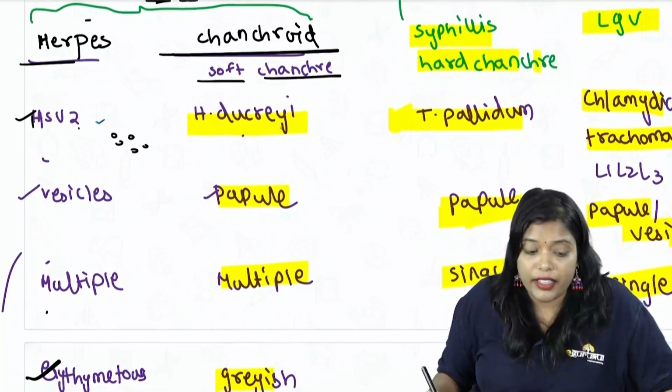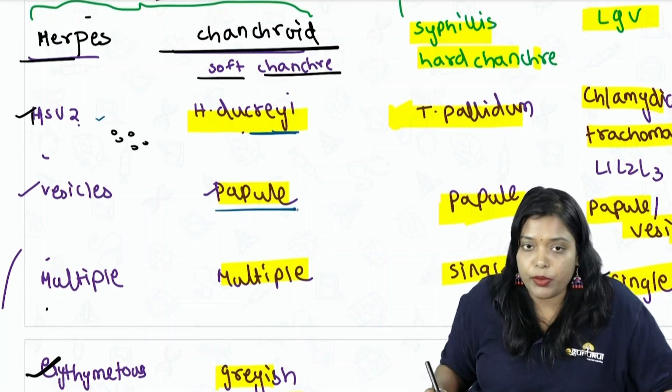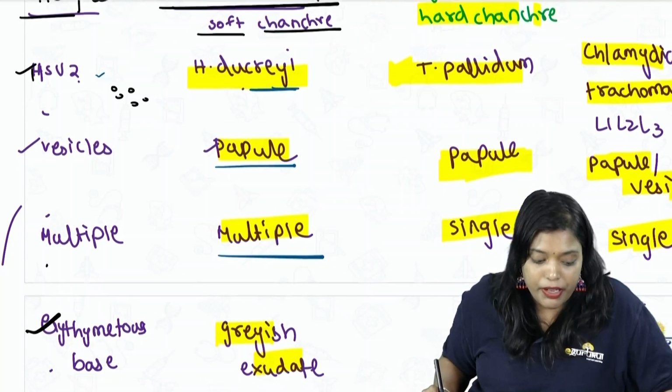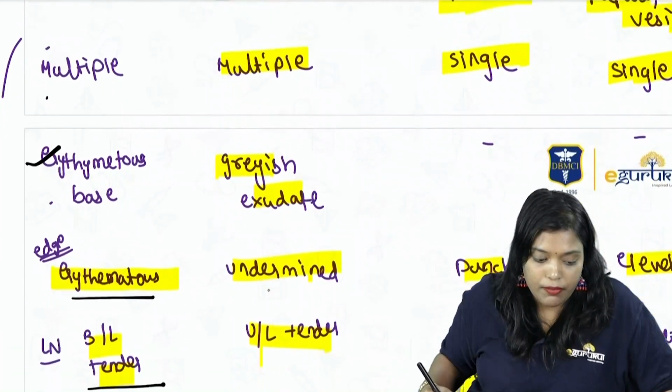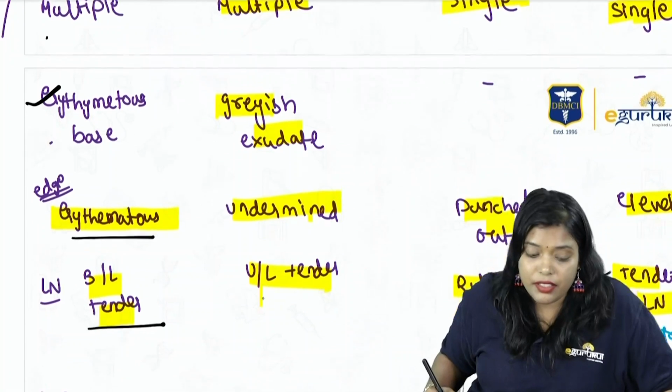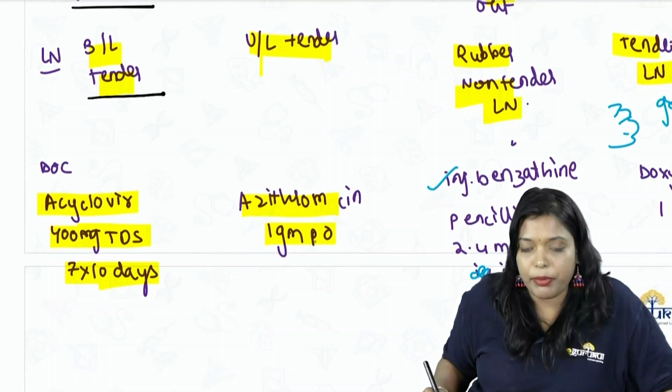Chancroid or the soft canker is mainly caused by Haemophilus ducreyi. They mainly present with papules. So usually you will have multiple. They will have grayish exudates, undermined edges, unilateral tender lymph nodes. So azithromycin 1 gram per oral will be the treatment.